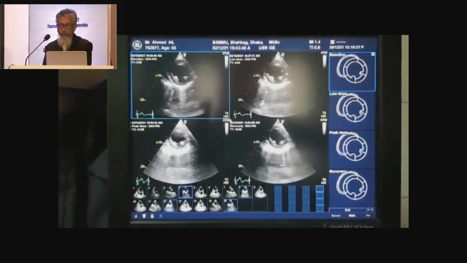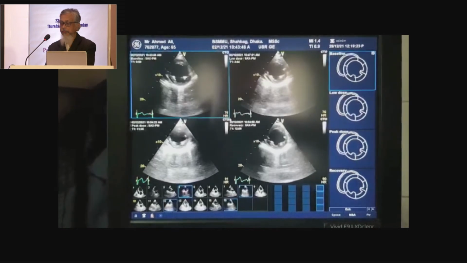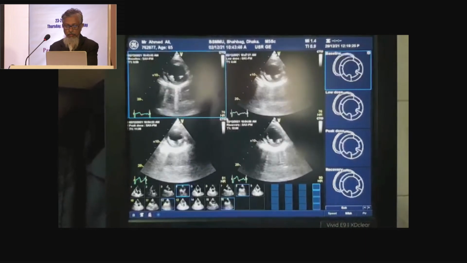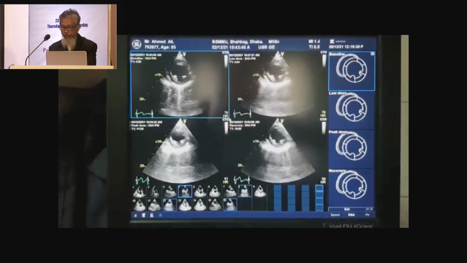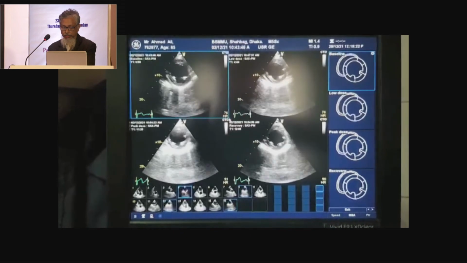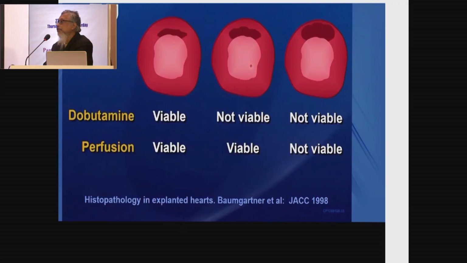There was motion in the low dose, and it again became hyperkinetic at the peak dose. We call it a biphasic response. When dobutamine stress echo shows a biphasic response, it has very high sensitivity and specificity that this patient is going to benefit from revascularization.